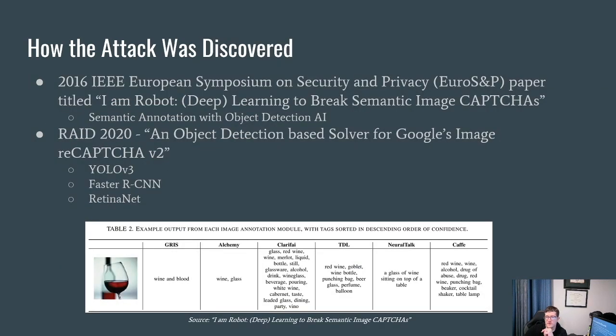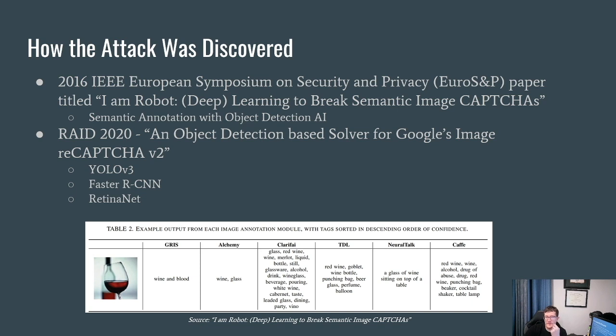So the attack was first discovered with researchers proposing an object detection model to be used for image selection CAPTCHAs in an IEEE paper in 2016 called I Am Robot, Deep Learning to Break Semantic Image CAPTCHAs. And the research stemmed from the original concept of breaking CAPTCHAs requiring characters and/or numbers. In the paper, the researchers leveraged semantic annotations that are automatically generated from an object detection model in order to verify the image with the CAPTCHA prompt.